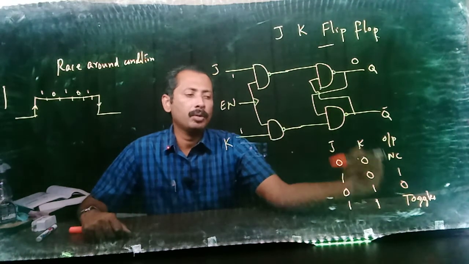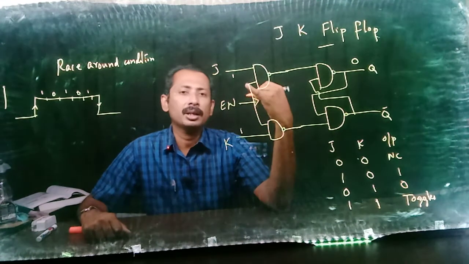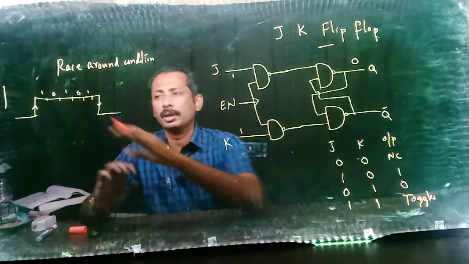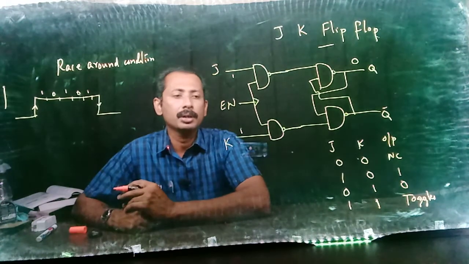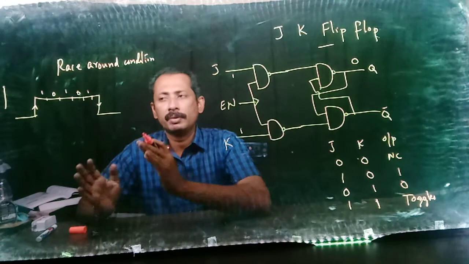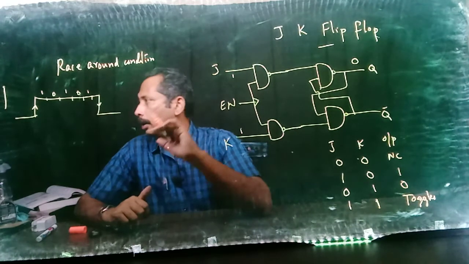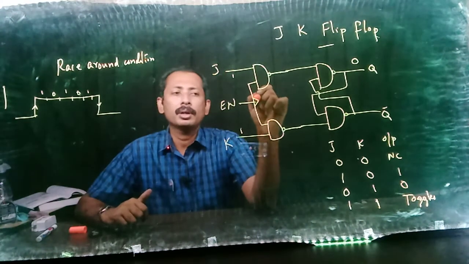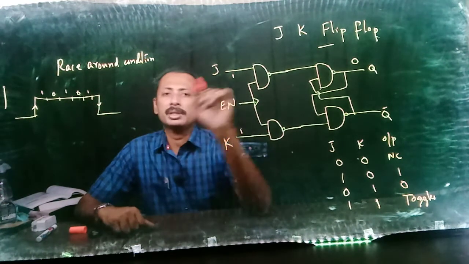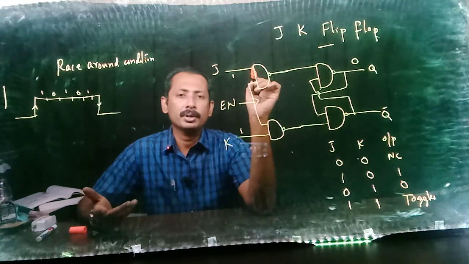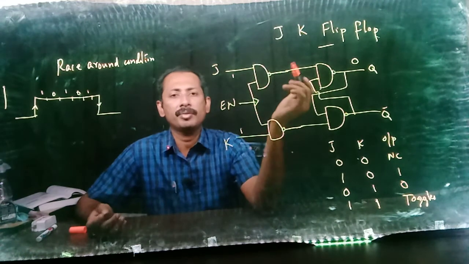So J and K works perfectly in an edge triggered flip-flop. The only drawback was this race around condition, in which the output may toggle multiple times depending on the pulse width, and so we have made arrangements in such a way that the circuit works only at the positive edge or at the negative edge. And so we have solved the condition by using positive edge triggering or negative edge triggering. So this is the JK flip-flop as well as the gated JK flip-flop.